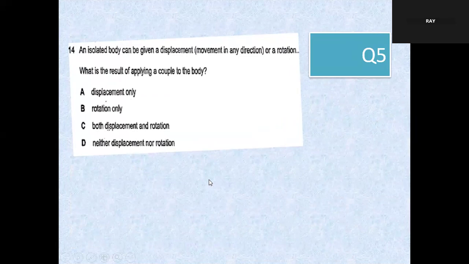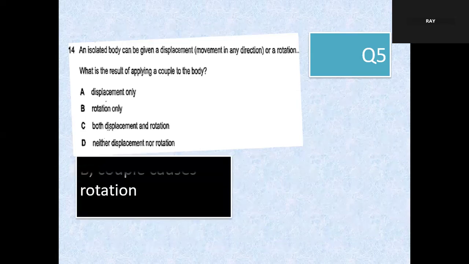An isolated body can be given a displacement, movement in any direction, or rotation. What is the result of applying a couple to a body? Rotation. Rotation only. A couple causes rotation only.